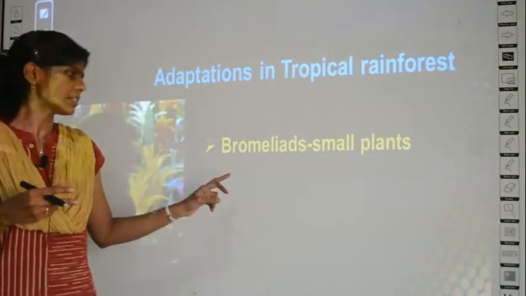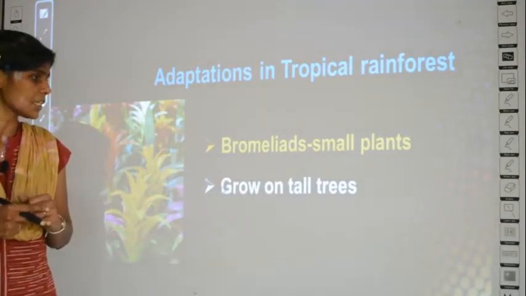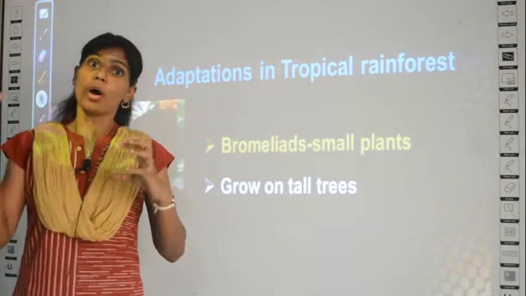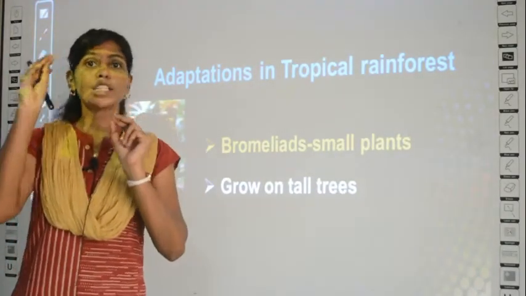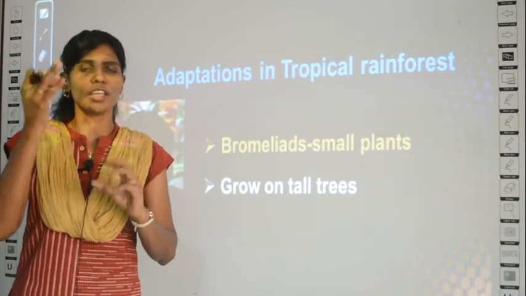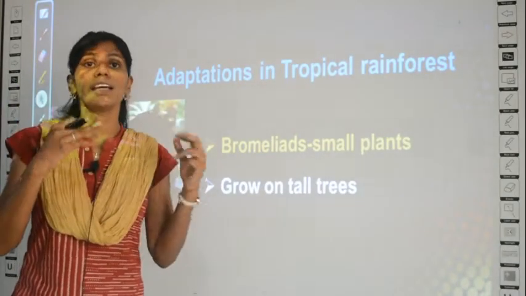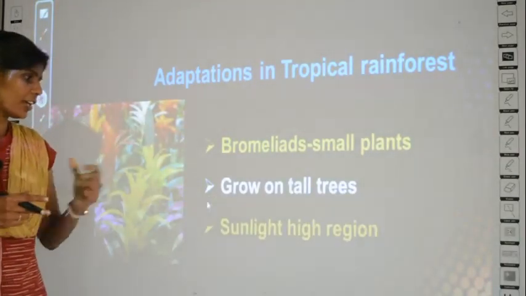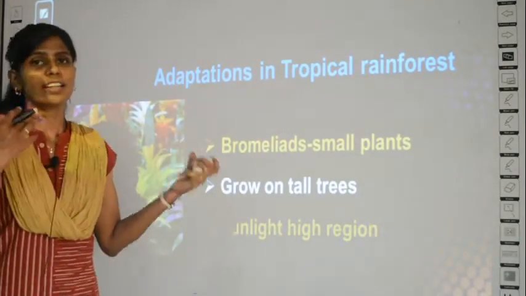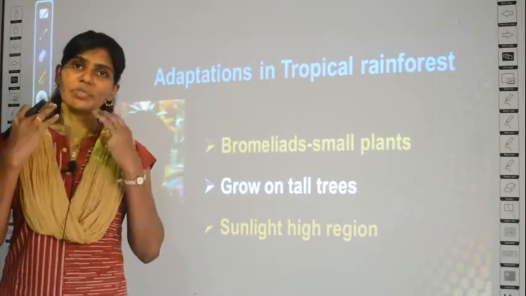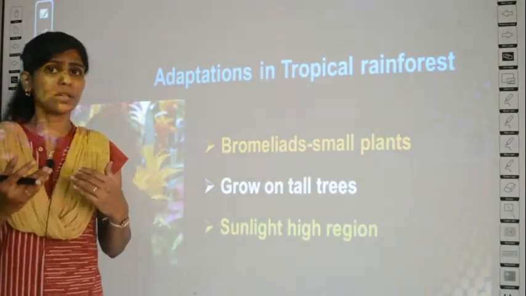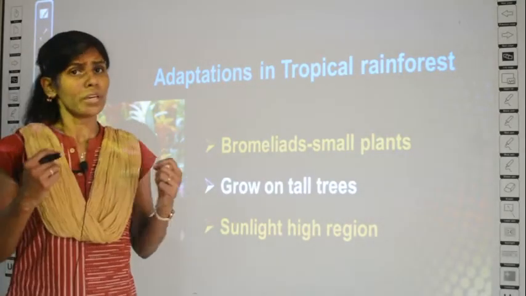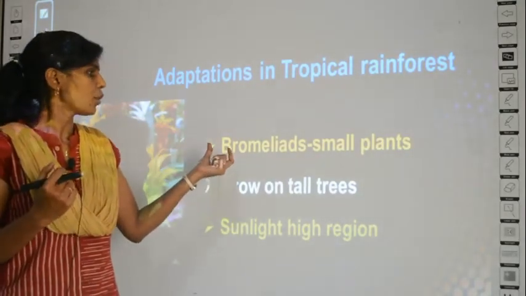So what does this plant do? How does it get adapted? They grow on the tall trees. Forests will have tall trees, no? On the tall trees, the small plant will grow above the tall tree. So if it grows above the tall tree, it can get sunlight, no? That is how it undergoes adaptation. They grow on the tall trees so that the sunlight falls on them in a high region. If it is not doing this, what will happen? It will not get sunlight and it will not grow properly, no? So that is the adaptation of the bromeliads.